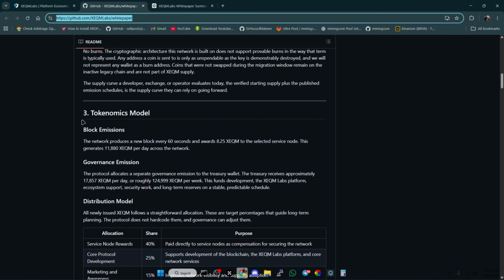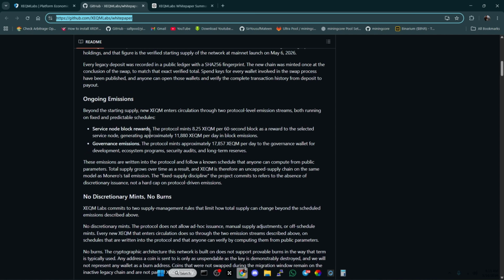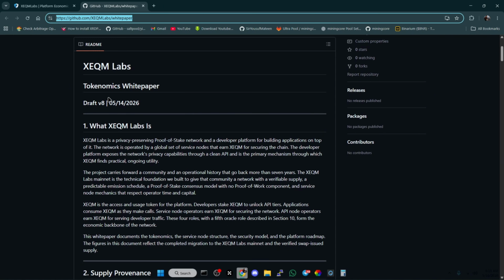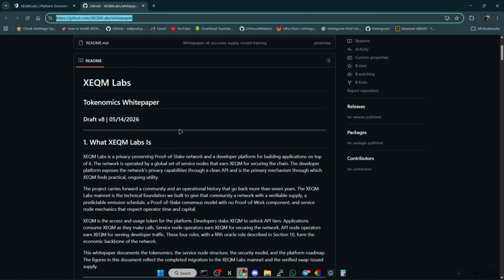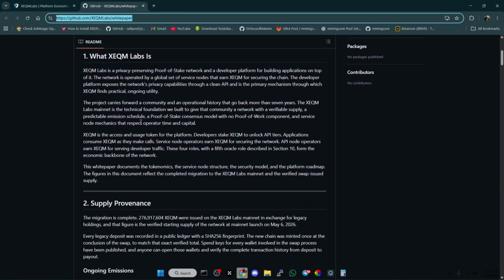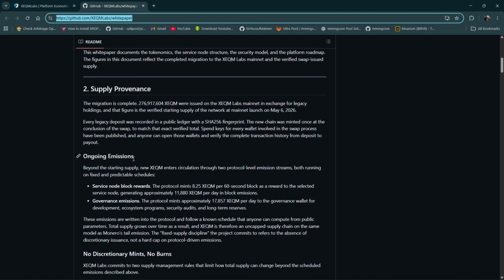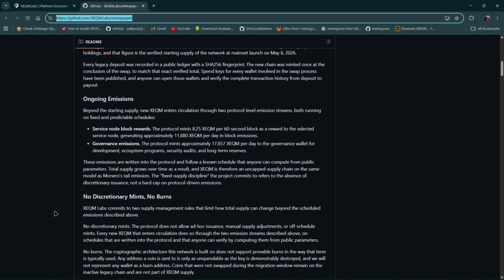Now we will read over here and understand. There's a block, and this is the white paper basically. You can see the XEQM Labs tokenomics white paper. What XEQM Labs is has already been covered from the website, and after going through part 1 of the overview, we know the supply provenance. We know that there are 276 million coins, and the migration is already complete. The swap was done and verified, and it was a very smooth process. Now we know that ongoing emissions is where the topic we are discussing begins.